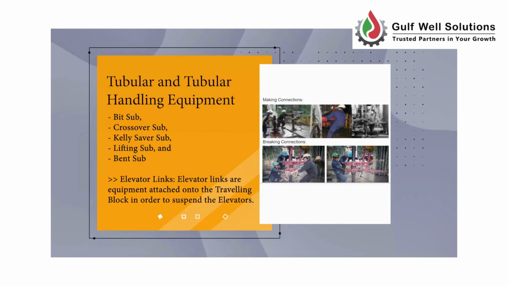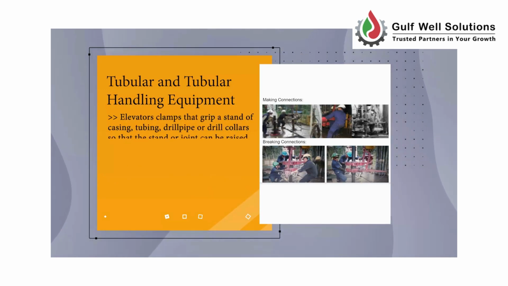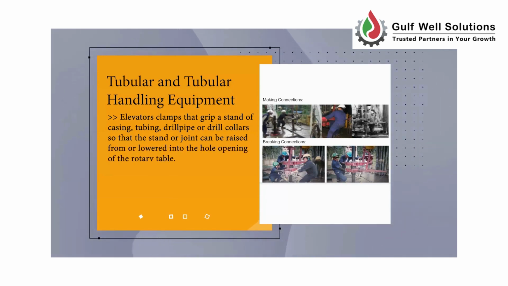Elevator links. Elevator links are equipment attached onto the traveling block in order to suspend the elevators. Elevators are clamps that grip a stand of casing, tubing, drill pipe or drill collars so that the stand or joint can be raised from or lowered into the hole opening of the rotary table.